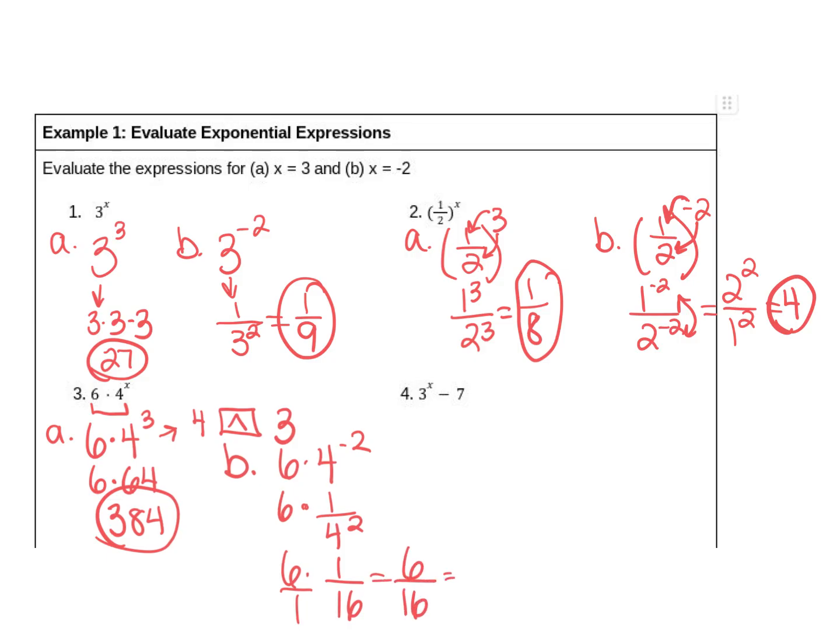Oh, I think we can reduce this. Let's try dividing by 2. So we'll get 3 over 8. And we want to leave it as a fraction.